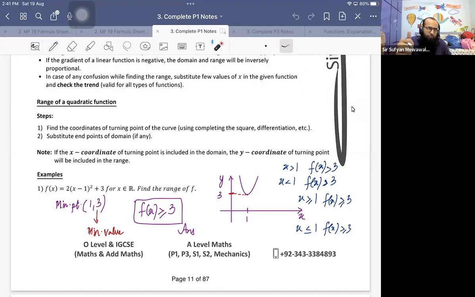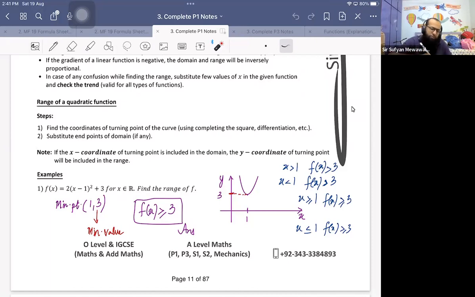We covered the basics of functions. Then we covered the range of linear function. And then we started off with the range of a quadratic function with just one example. There are more examples to go to reinforce this concept. But just to recall the steps of finding the range of a quadratic function.